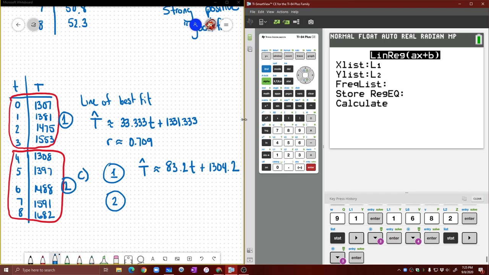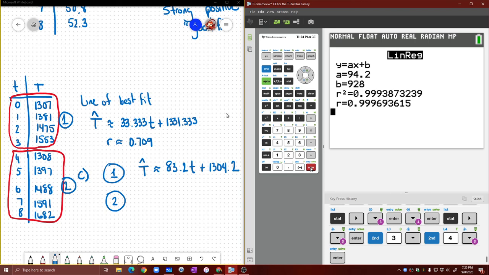So how do I type in L3, L4? Look right above the 3 and the 4 on your calculator. You're going to see them blue. Hey, there's the L3, the L4. I see L5, L6. So all you just have to do is second, 3. There's L3. And for Y list, second, 4. And now I got L4. Okay. And now we're going to calculate.